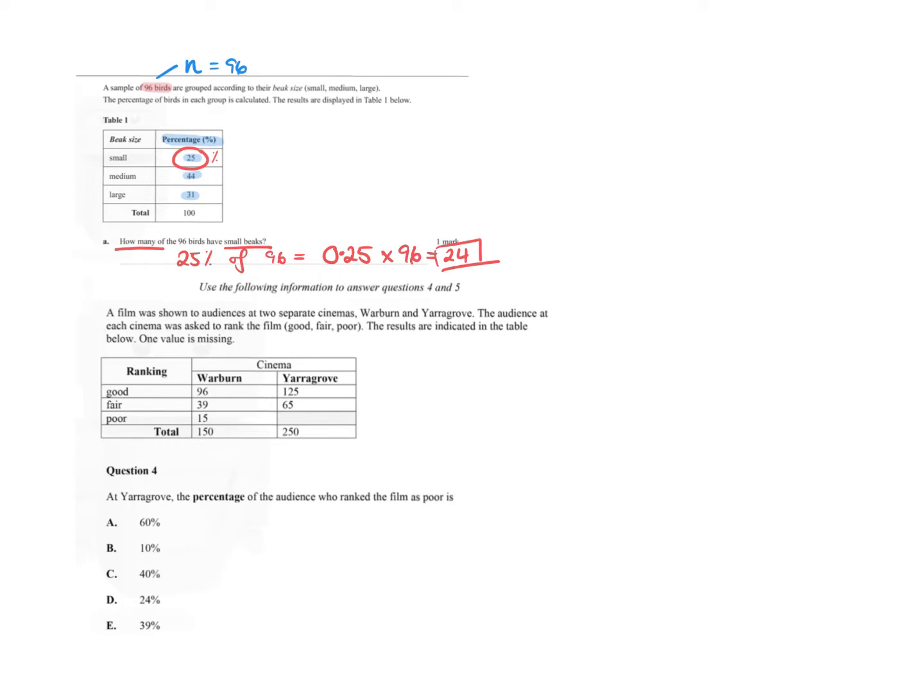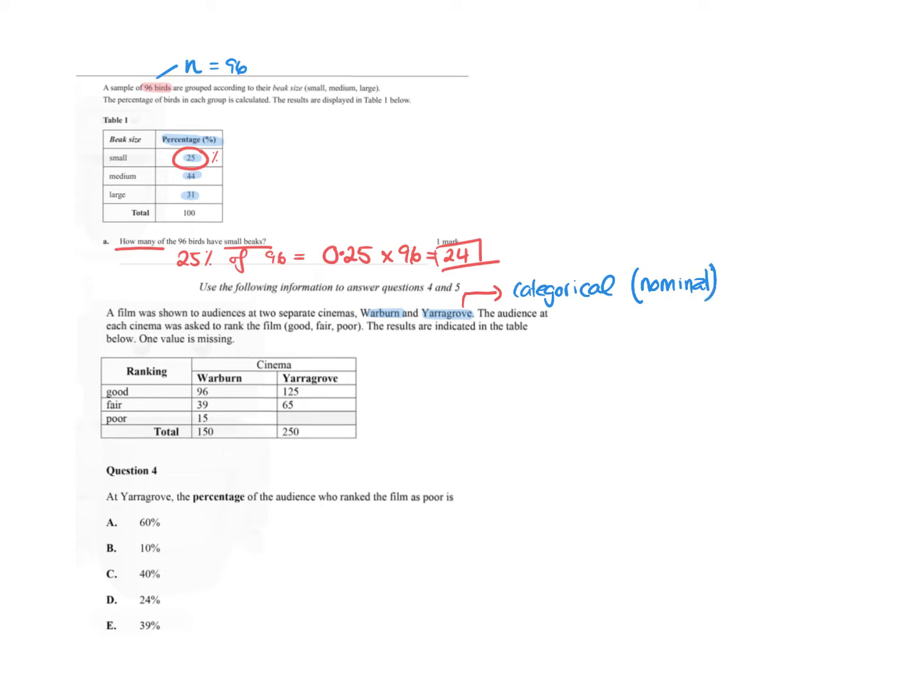Okay, so then we're looking at this next one. It said a film was shown to audiences at 2 separate cinemas, Warburn and Yarra Grove. So this is a variable. When they collected data, they said, did you either go to Warburn or Yarra Grove? So if we were just looking at types of data, which we looked at in our first lesson, that would be categorical, because it's a name, and because it has no order to it, it's actually nominal. So just practicing categorizing that.